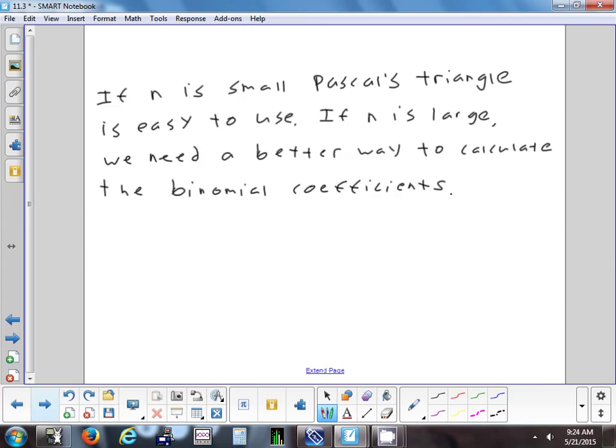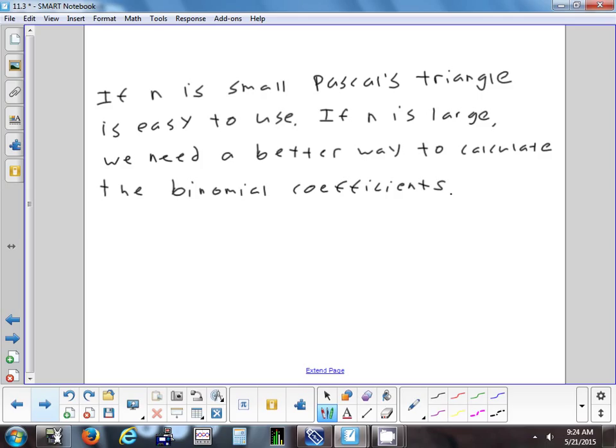All right, so if that exponent is small, Pascal's triangle is pretty easy to use. But if n starts to get really big, we need a better way to do this. Not that it's hard to do Pascal's triangle to the 20th row, but first of all, you could make a mistake, and it's going to waste a lot of time. The other part is easy.